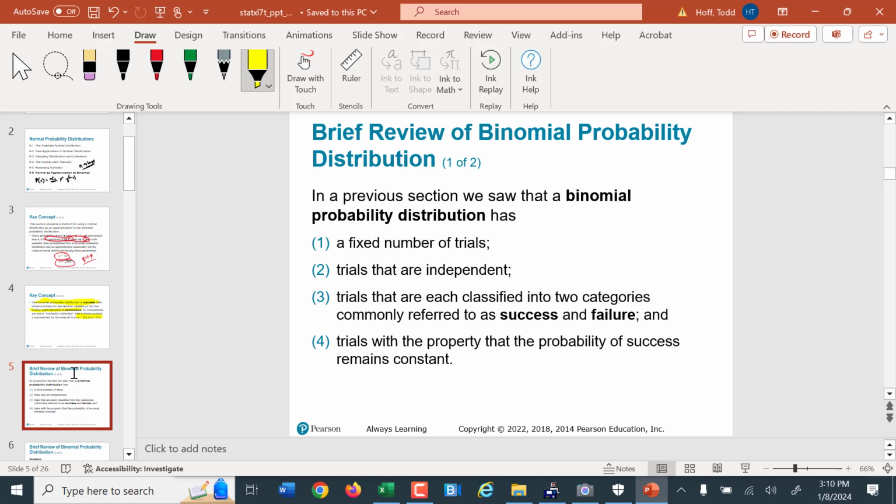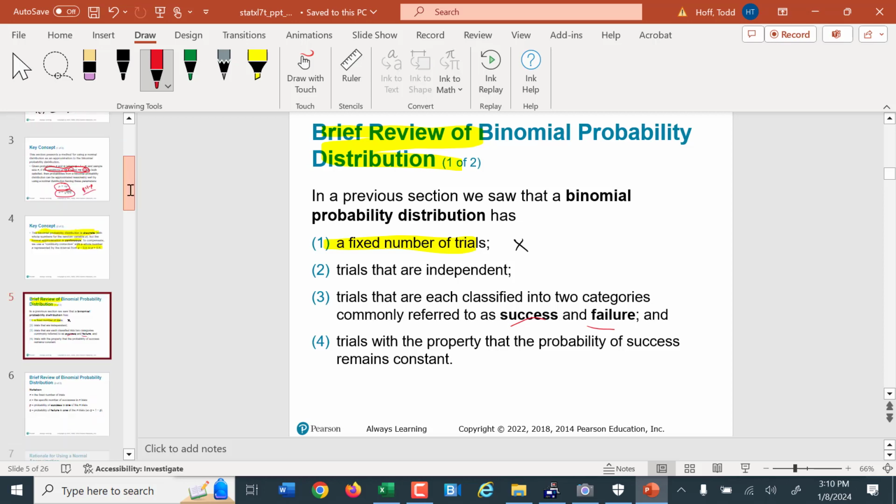A little bit of a review of the binomial distribution. First of all, we have a fixed number of trials. The trials are independent, which means the result of one trial does not affect the probability of the next. The results of the trials can be classified in 2 categories of success or failure. And finally, the probability of success stays constant from one trial to the next throughout the whole experiment.